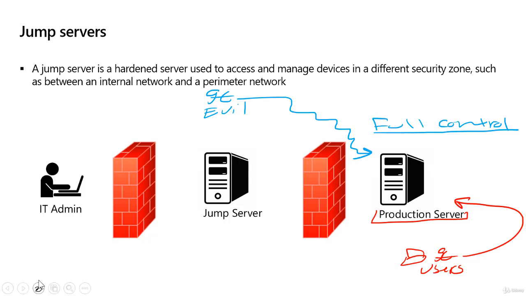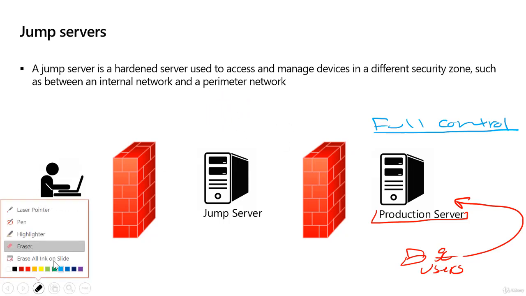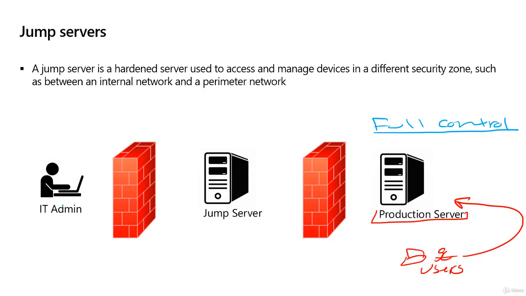So one solution, clean off some of my ink here. One solution is to use a jump server. The jump server is just a hardened server used to access and manage devices in different security zones. Now, the example they give us is between an internal network and a perimeter network.